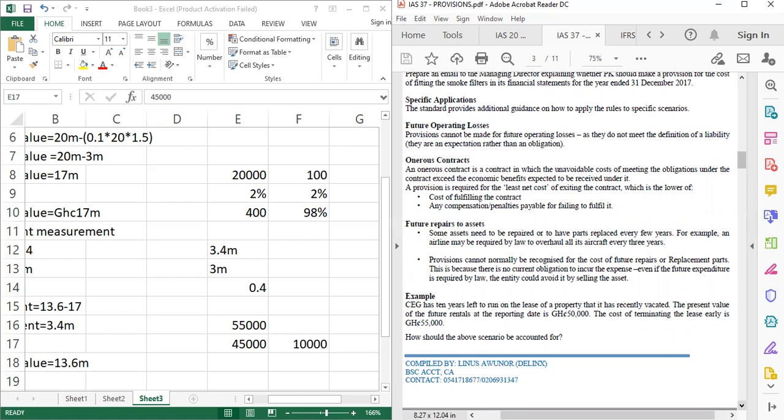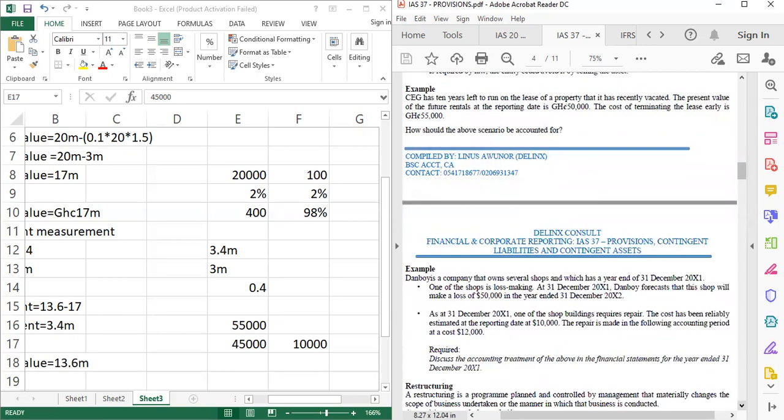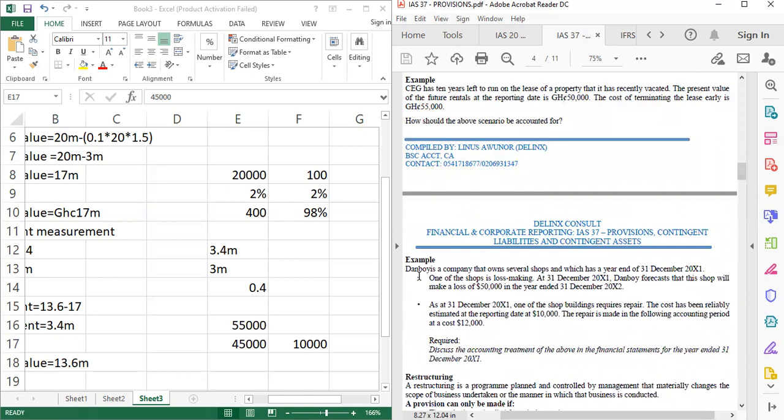This is an onerous contract, isn't it? So which of these figures are we going to make the provision for? Are we going for 50,000 or 55,000? 50,000. We continue with the lease, isn't it? Yes, because the cost of terminating is higher than the cost of fulfilling. So we continue that. Let's come to an example.